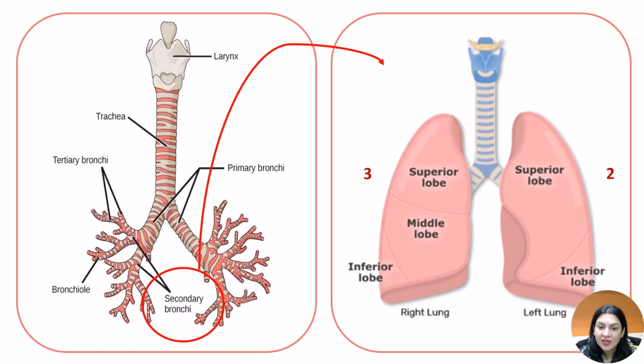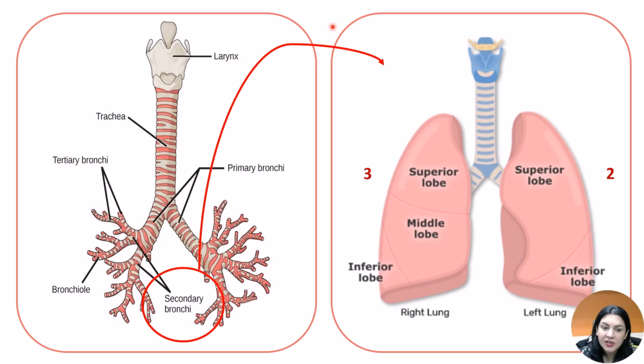Specifically, the right bronchial bud is going to give rise to 3 secondary bronchi, whilst the left bronchial bud will only give rise to 2 secondary bronchi. So on the right, you have 3. On the left, you have 2 secondary bronchi.